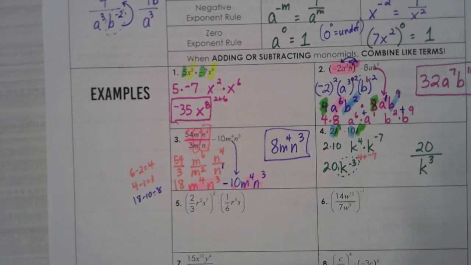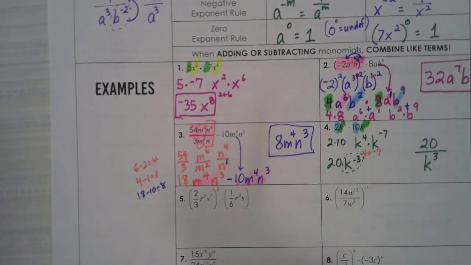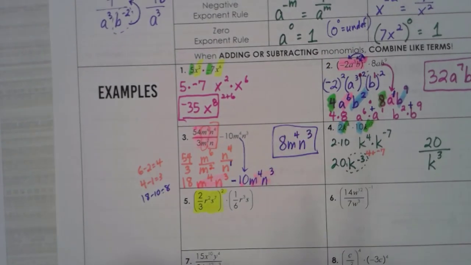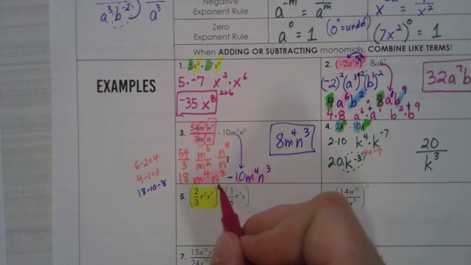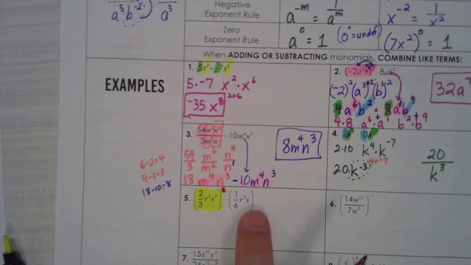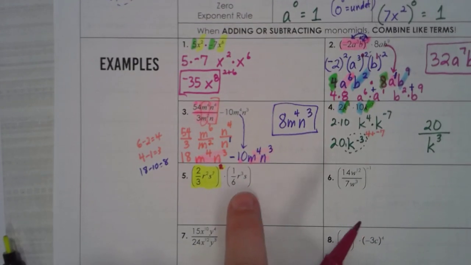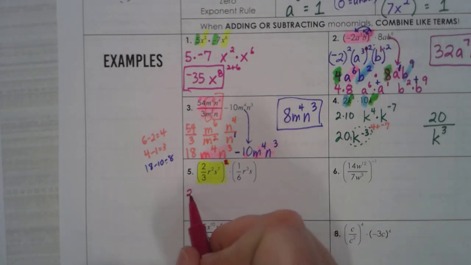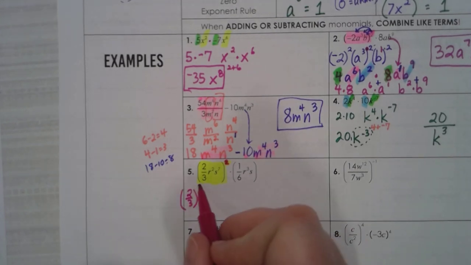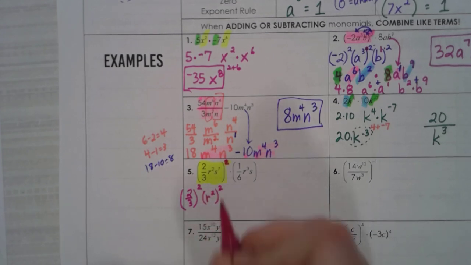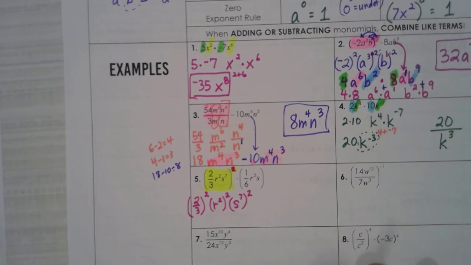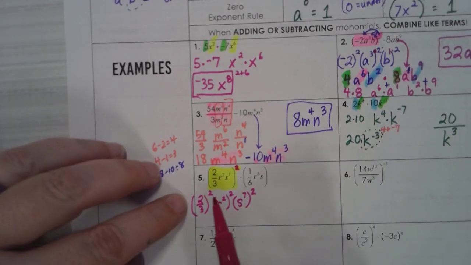All right, number 5. Okay, I see all of this stuff right here has a power of 2. So I have to deal with that 2 before I do anything else. This one over here doesn't have an exponent, so that's just going to sort of hang out there. So we're going to take 2 to the 3rd and raise it to the 2nd power. We're going to take r squared and raise that to the 2nd power, and s to the 7th and raise that to the 2nd power. So what is all that going to give us?